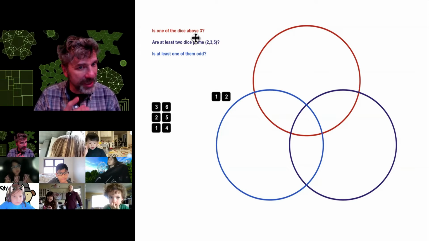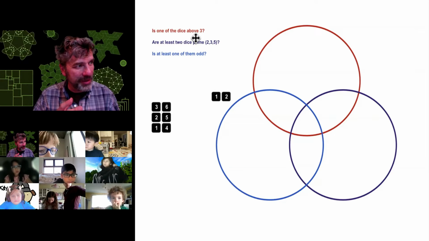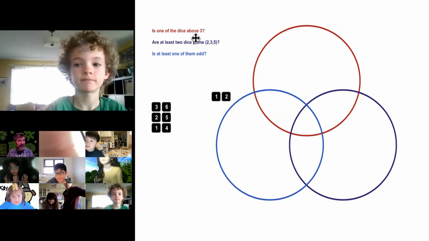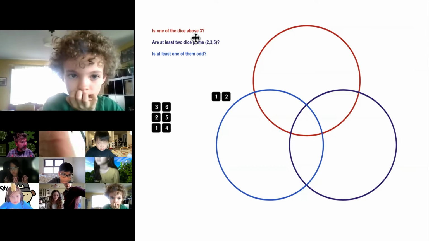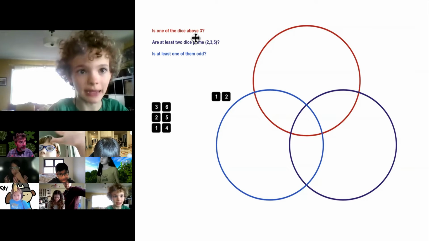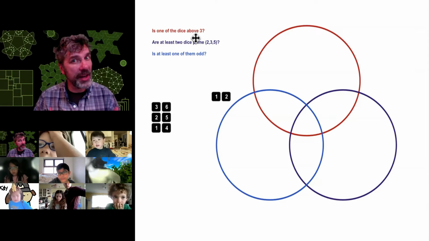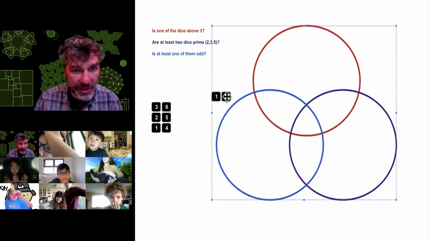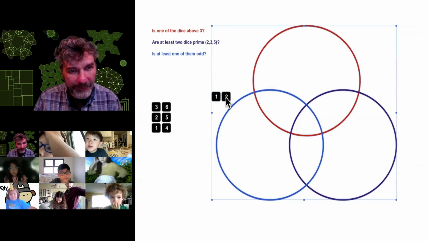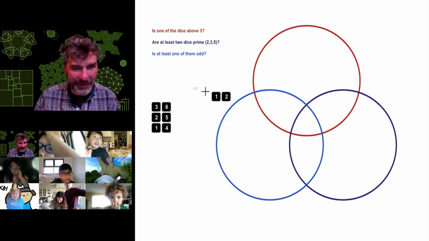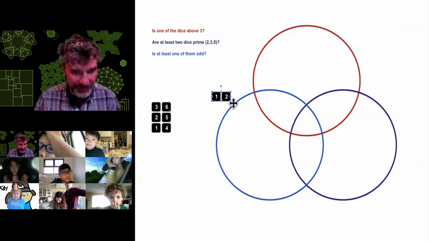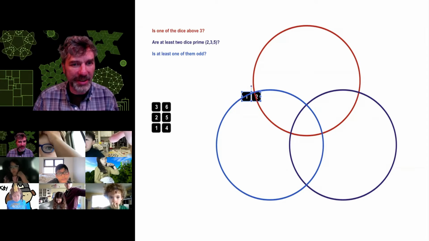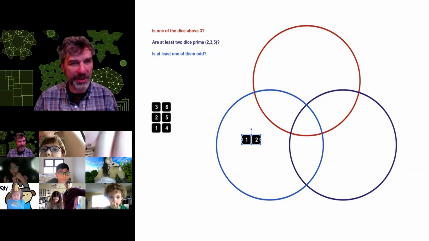Are at least 2 of the dice prime? 2, 3, or 5? At least 2 of the dice? No. Is at least one of them odd? Yes. It goes inside the blue circle. It doesn't go inside the other two. So here is Corbin's roll. Okay, so Corbin's roll is going to go inside the blue circle.